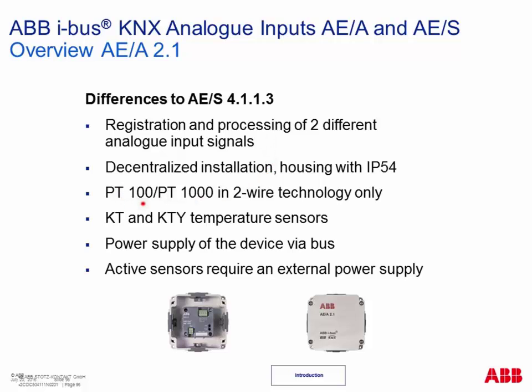We can connect only the temperature sensor PT100, PT1000 in two-wire technology. So we do not have the possibility to compensate, for example, the line resistance. But we can also use KT or KTY temperature sensors. The device is completely supplied via KNX. Only KNX is necessary. And when we use active sensors, then these active sensors need an external power supply. This is very important.